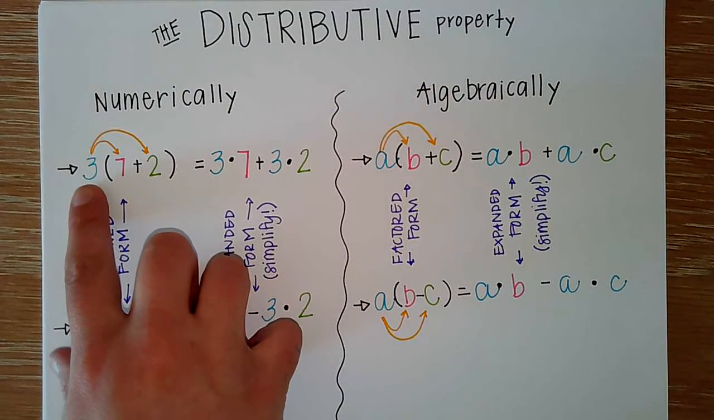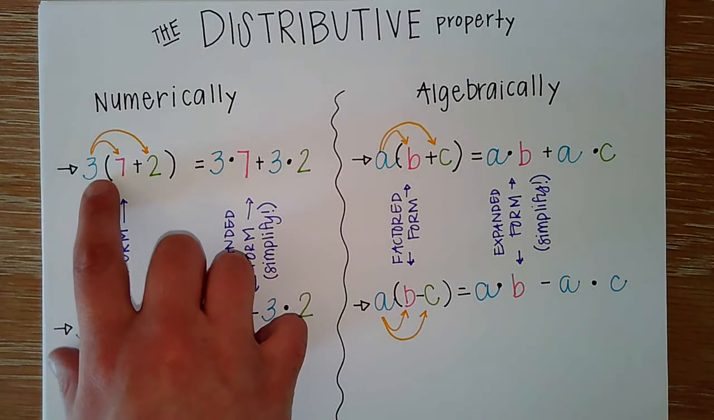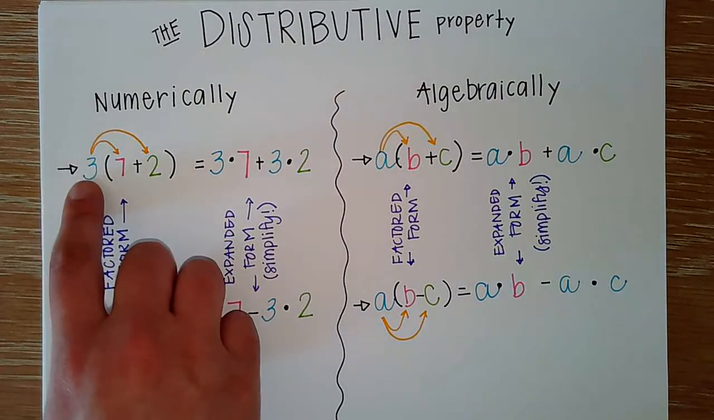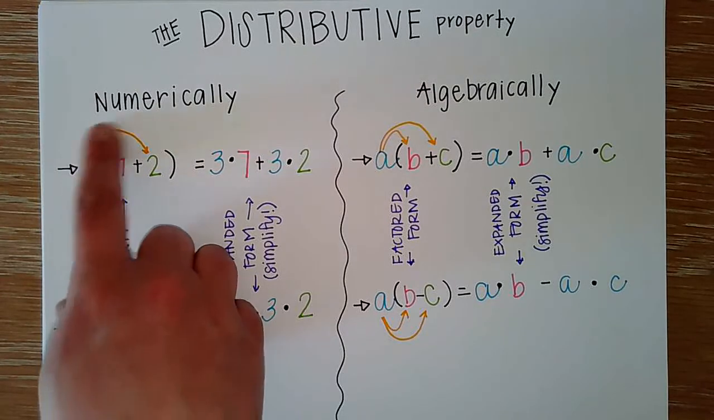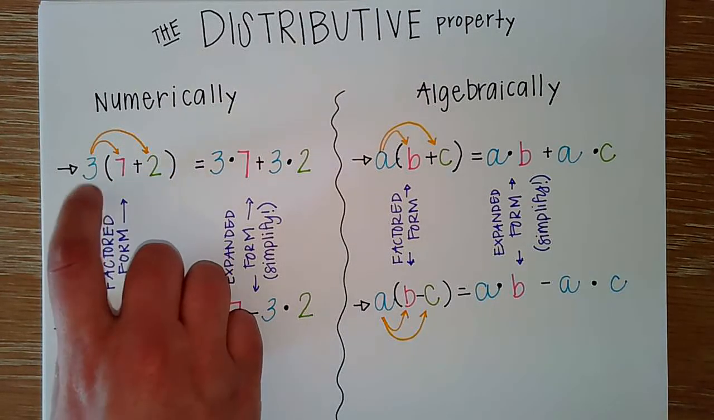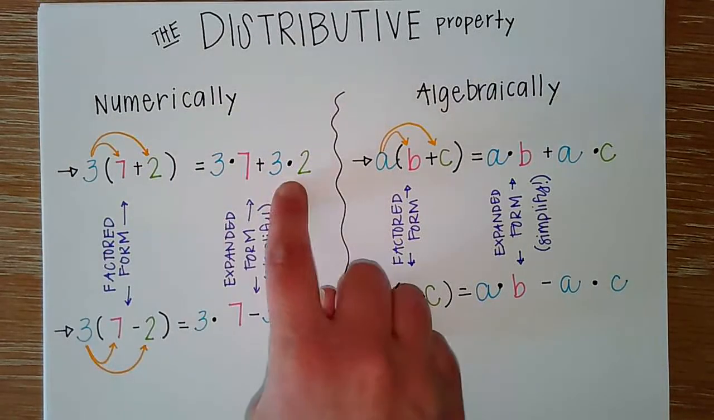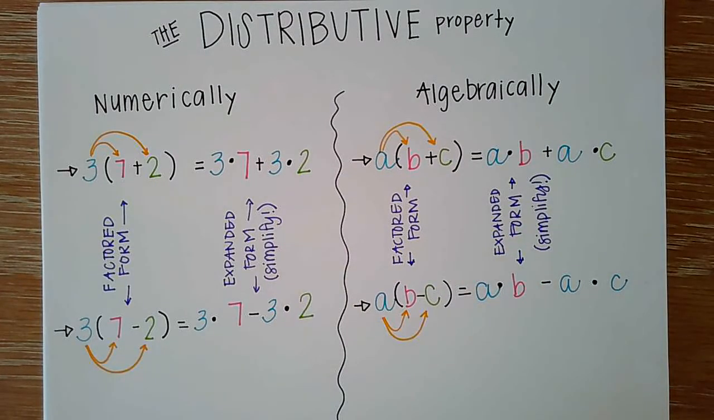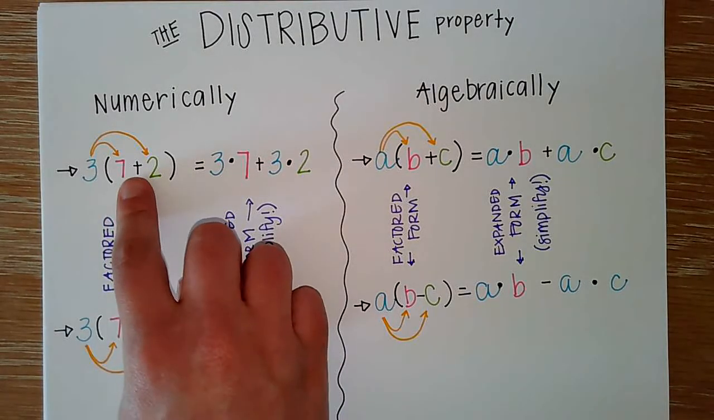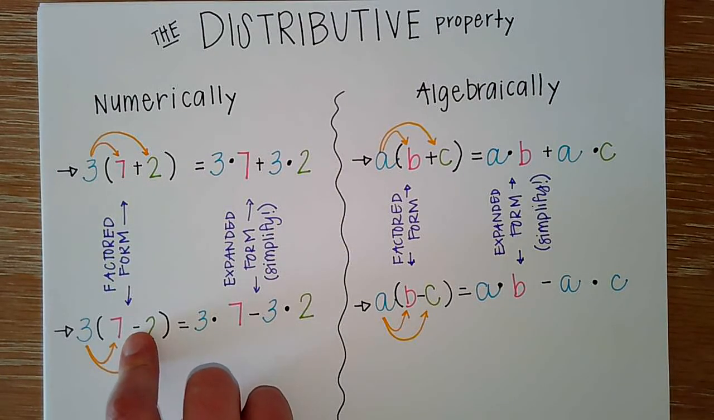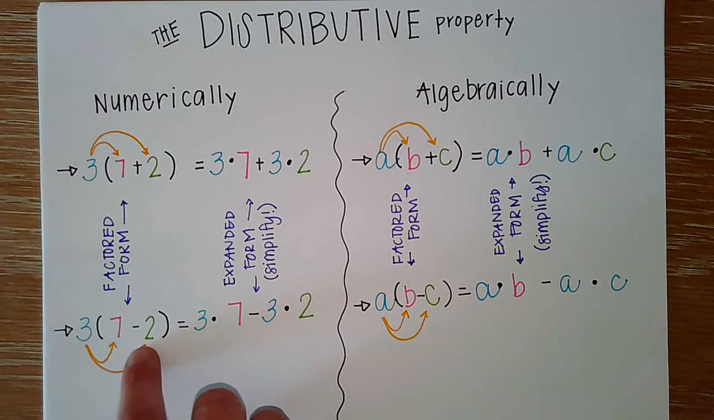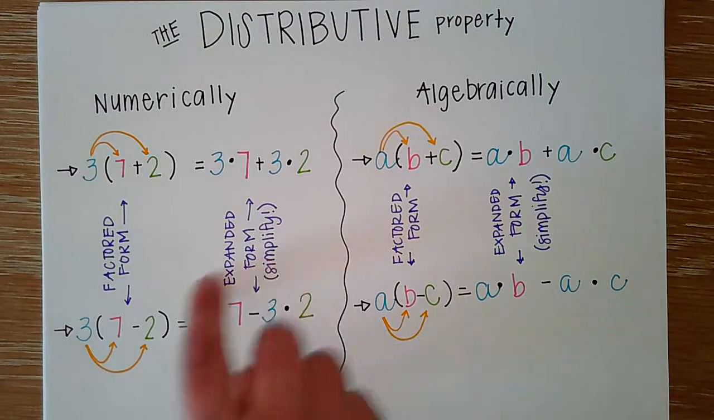If I have 3 being multiplied with the sum of 7 and 2, I can take that 3 outside and distribute it to each term inside my parentheses. So that would look like 3 times 7 and then 3 times 2. I can then simplify that down to get a more simplified expression. I can do this when I have either addition or subtraction in my parentheses. That 3 distributes to both terms and then can be simplified out.